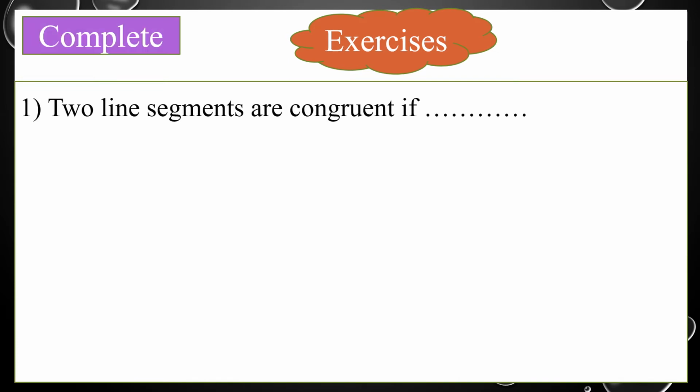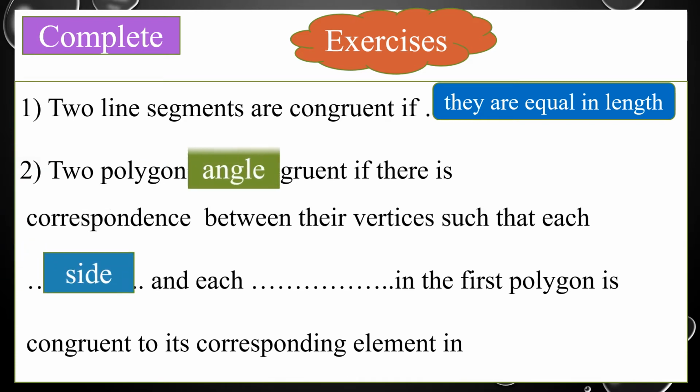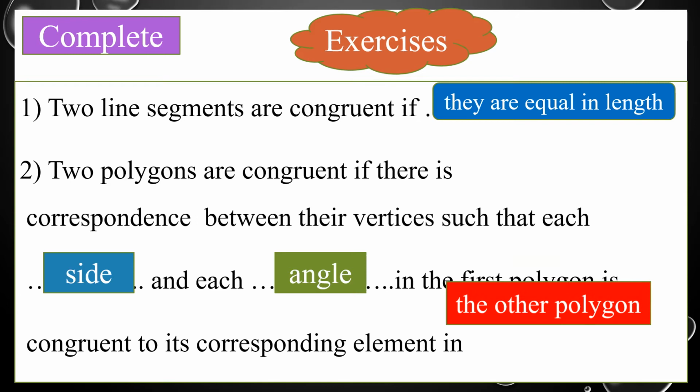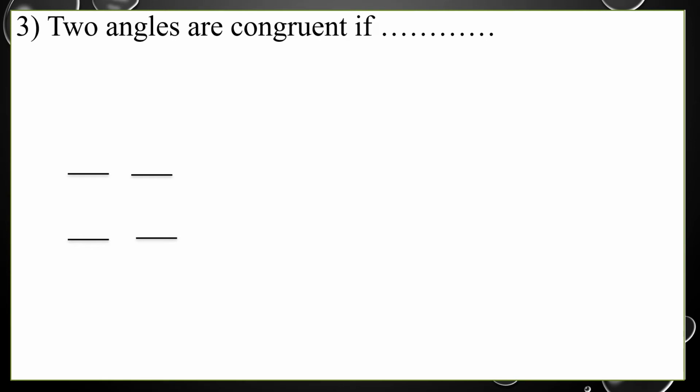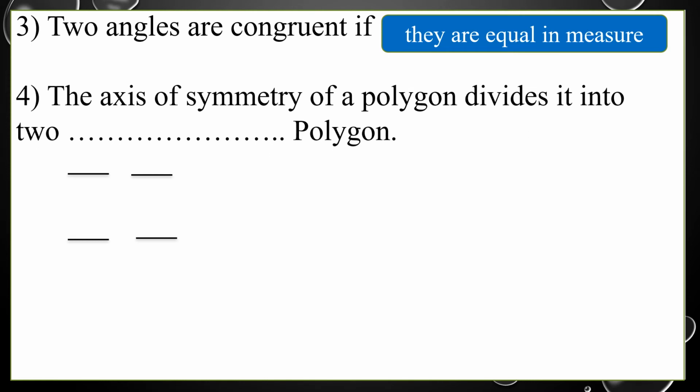Now let's solve more exercises. Complete. Two line segments are congruent if they are equal in length. Two polygons are congruent if there is a correspondence between their vertices such that each side and each angle in the first polygon is congruent to its corresponding element in the second, or the other, polygon. Two angles are congruent if they are equal in measure. The axis of symmetry of a polygon divides it into two congruent polygons.